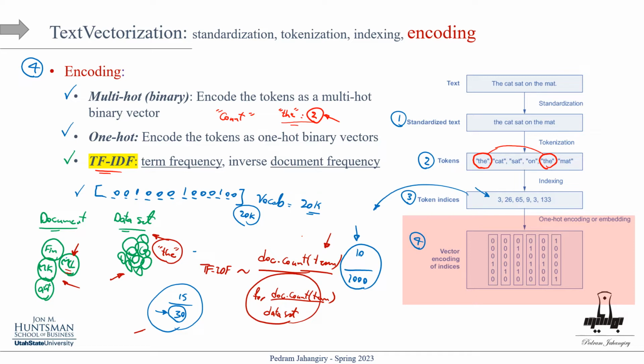All right, so these are the steps of text vectorization: standardization, tokenization, indexing, and encoding.